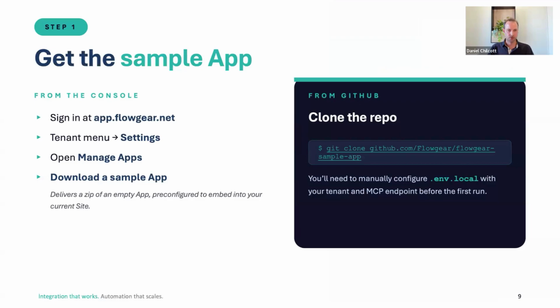All right. So what I showed you there is how we got the app from the Manage Apps screen in Flowgear. We do also have a public repository that you can go ahead and clone. Just bear in mind that if you're going to go that route, you'll need to configure the env local file manually.